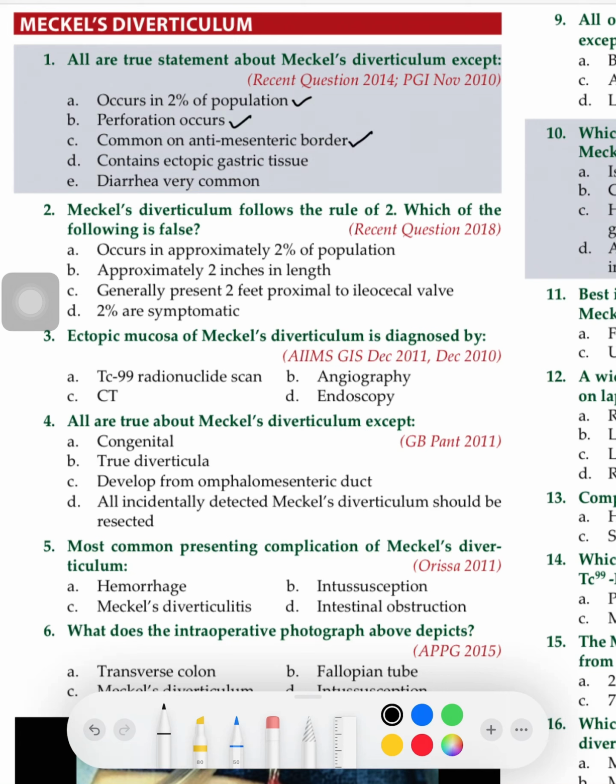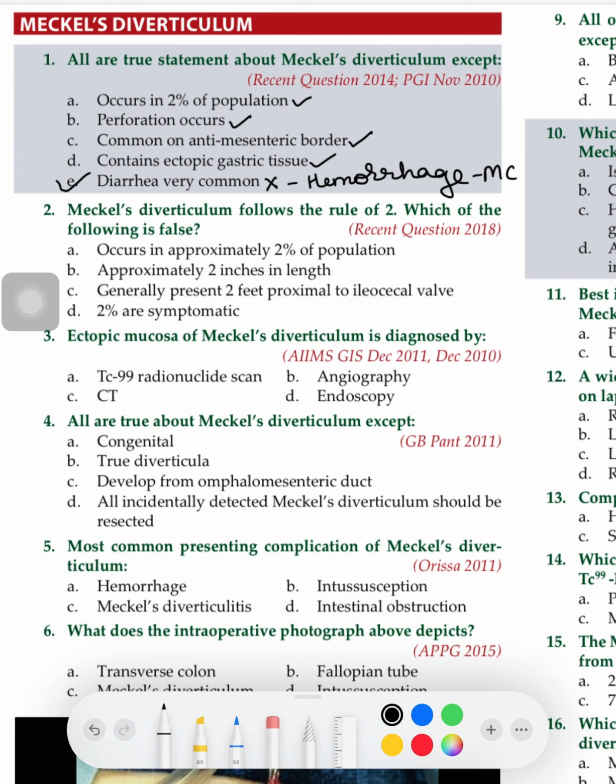Yes, and it contains ectopic gastric tissue. Diarrhea is not common. Hemorrhage is the most common. So this is the wrong statement and this will be the correct answer. Here, hemorrhage is the most common symptom.